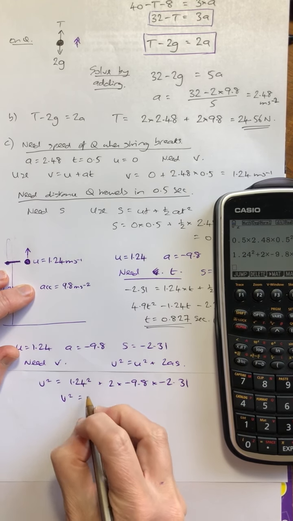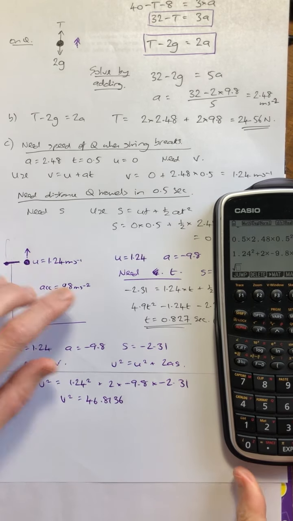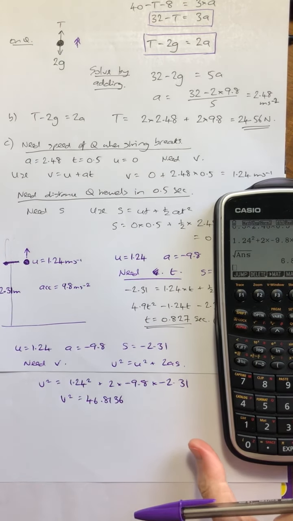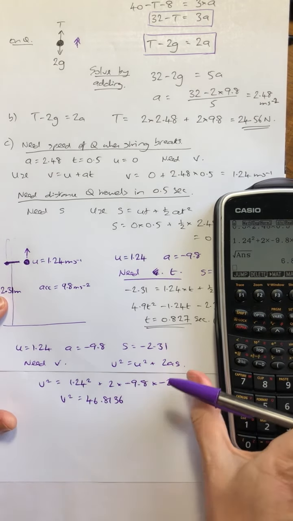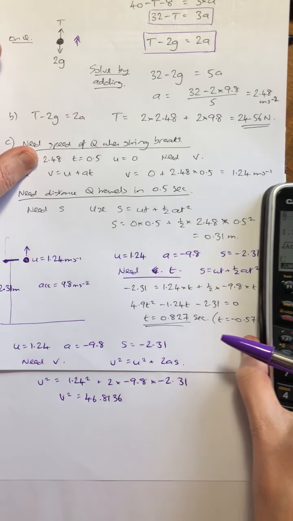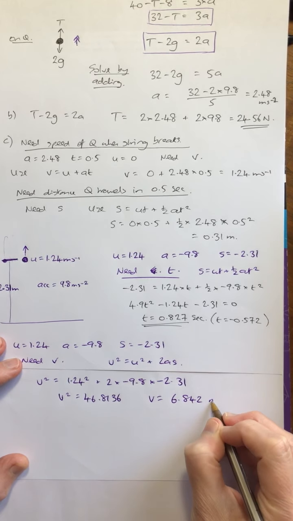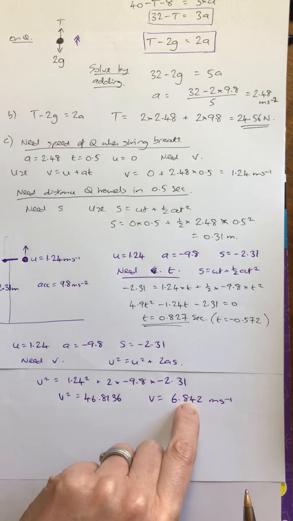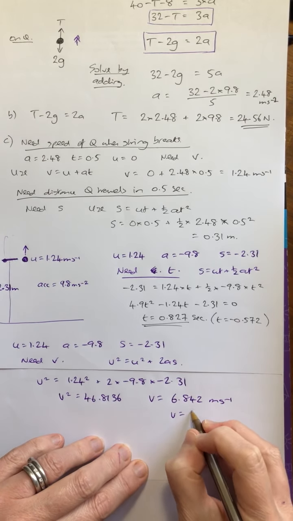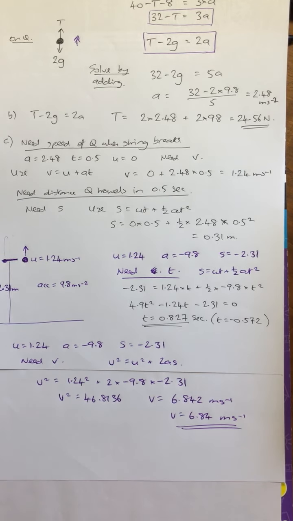That gets me that v squared is 46.8136. Square rooting that, hopefully gives me the right answer: 6.842. Did it give me 6.842 meters per second? And I think I might need to write that to 2 decimal places or 3 significant figures. I think that was the standard degree of accuracy that it asked for at the start of the paper.